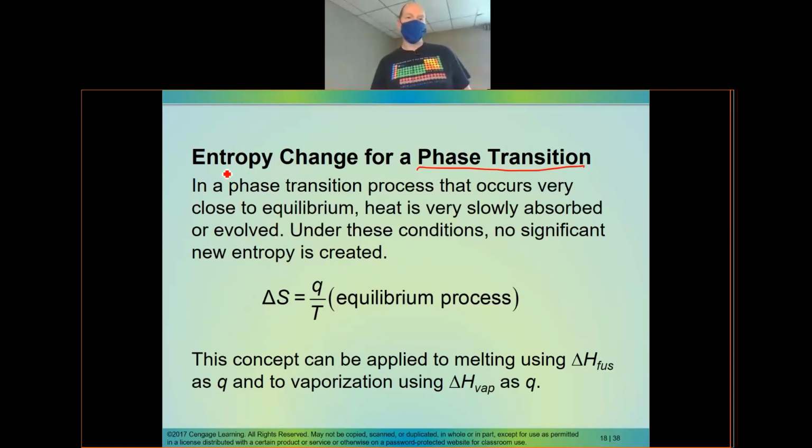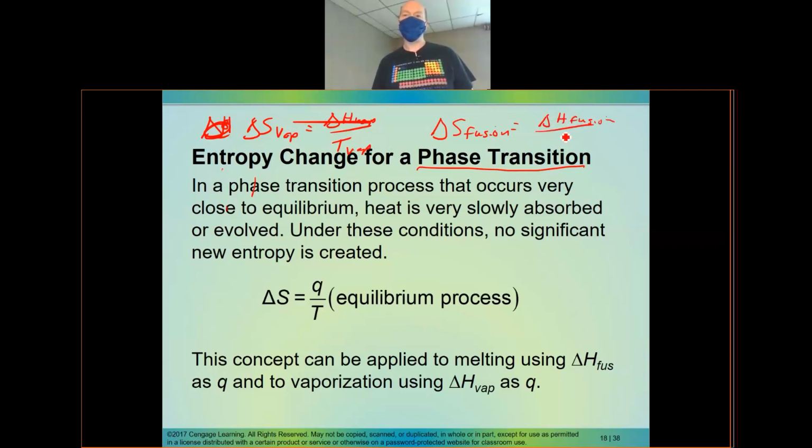All right, anytime you have a phase change, then you have your delta S, and we'll call it of vaporization first. That is equal to your delta H of vaporization divided by the temperature at the vaporization temperature. And if you had delta S of fusion, that's equal to your delta H of fusion over your temperature of fusion. So you have your phase changes.